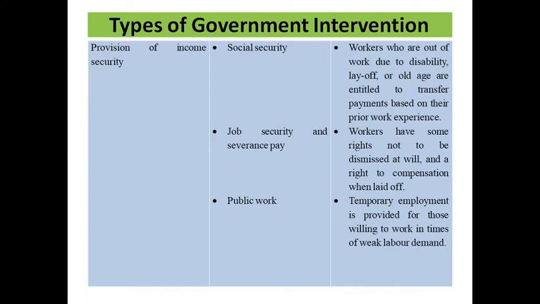Now here you see in the example regarding social security, workers who are out of work due to disability, layoff, or old age are entitled to transfer payments based on their prior work experience. Then relating to job security and severance pay, workers have some rights not to be dismissed at will and a right to compensation when laid off. Then temporary employment is provided for those willing to work in times of weak labor demand.